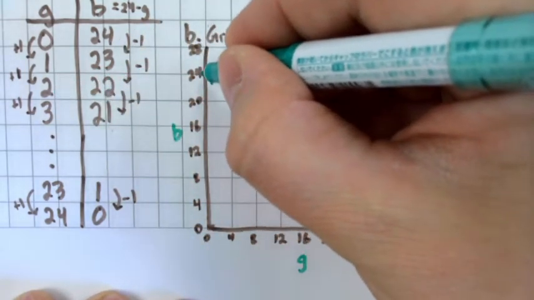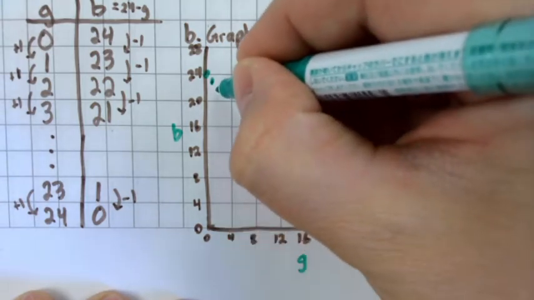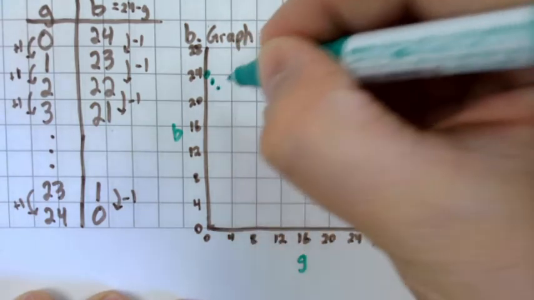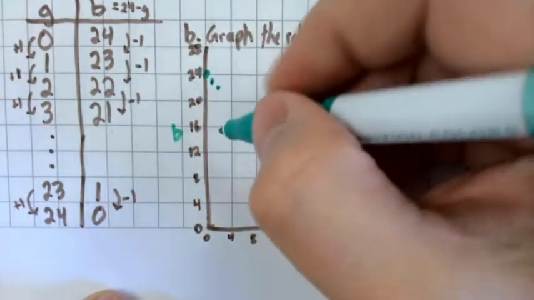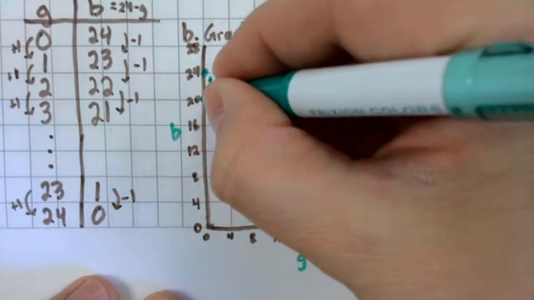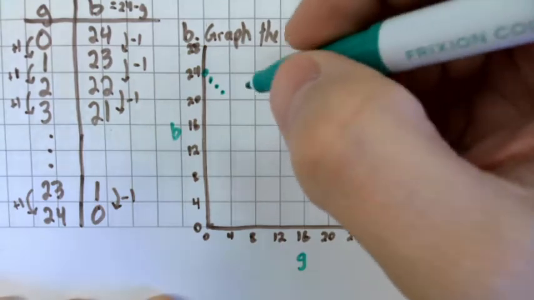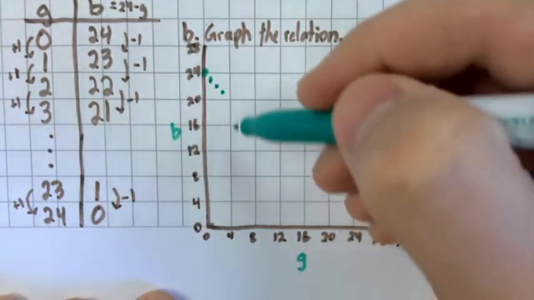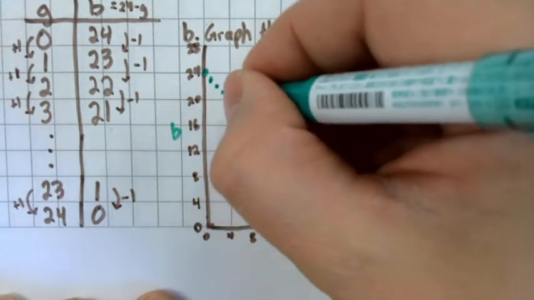22 is halfway between 20 and 24, and 2 is halfway between 0 and 4, so it has to be right in the center of the square. What about 3 and 21? Well, girls was 3, boys was 21, which is a quarter of the way up. It's going to be right here. What about 4? Girls is 4. If I had more of these, I'd know that girls is 4. That was when it was 20.